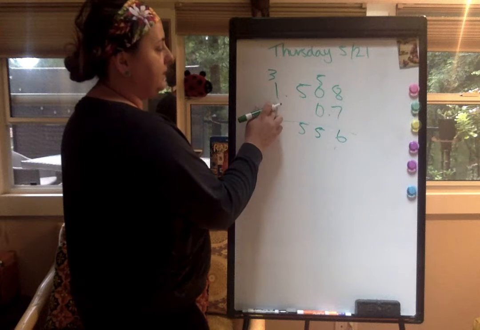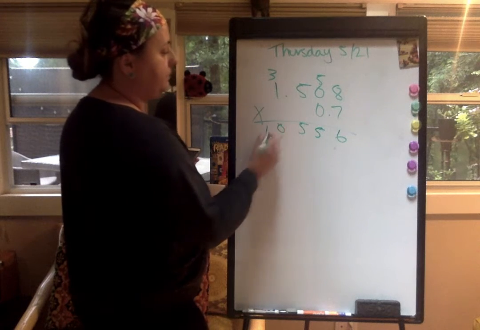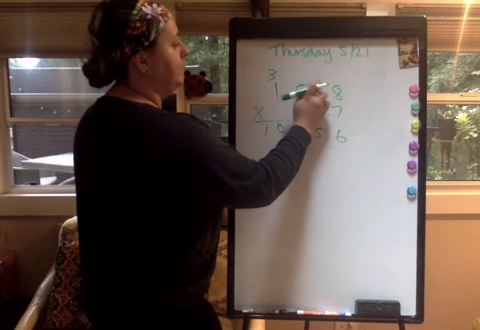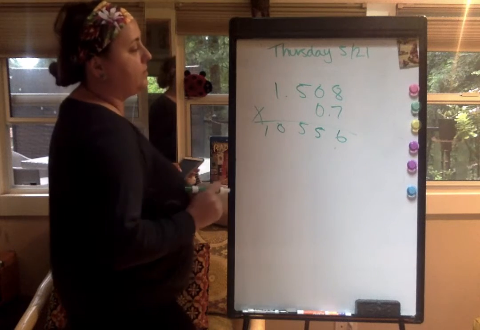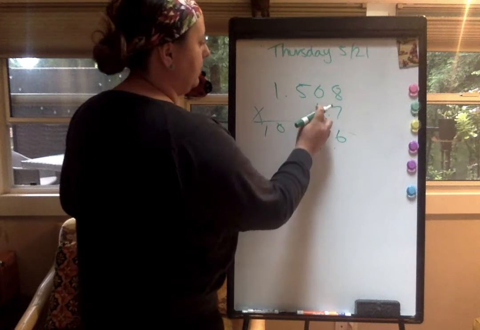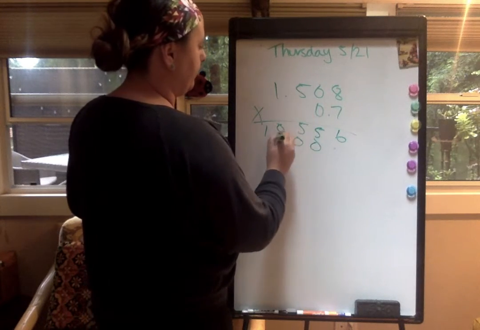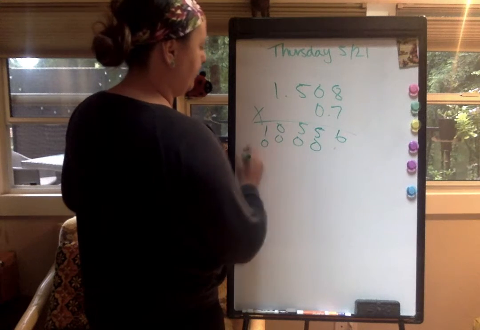7 times 1 is 7, plus 3 is 10. Okay? Go and erase these or cross them out so you don't get confused. And then these are all going to zero out. Add them up.